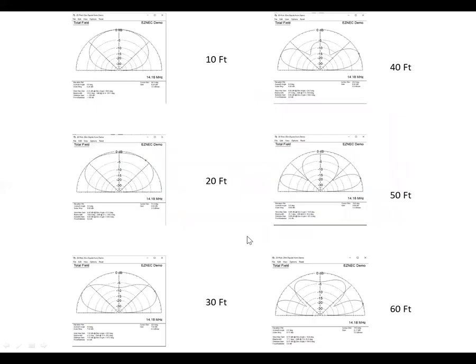So this slide's kind of a summary of how the height changes your propagation pattern as you go from 10 feet to 60 feet. And regardless of the band the dipole's on, they would all tend to have the same general configuration, just at different frequencies. Does that make any sense?